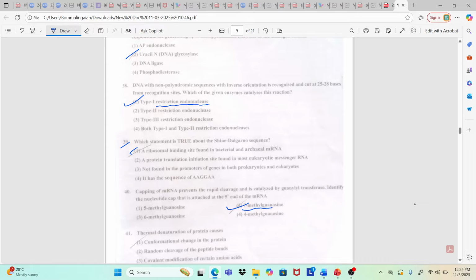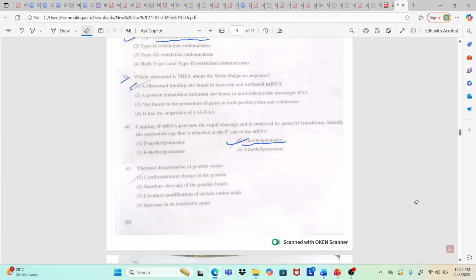That means option number 2 is 7-methylguanosine. It is the correct answer. Next, question number 41. Yes, thermal denaturation of protein causes conformational change in the protein. Okay, next, question number 42.